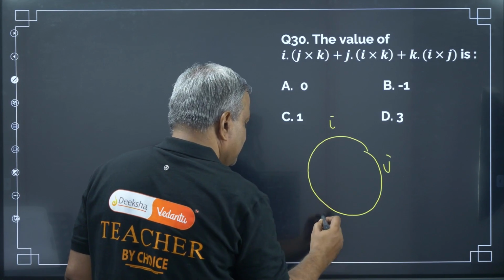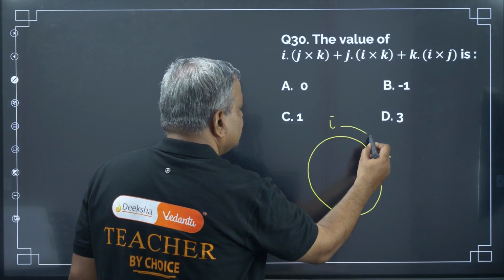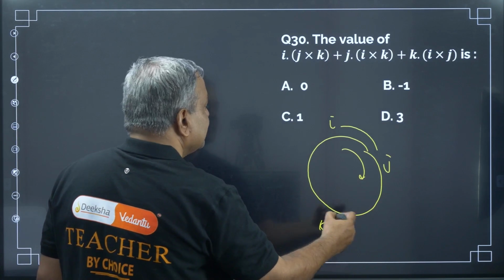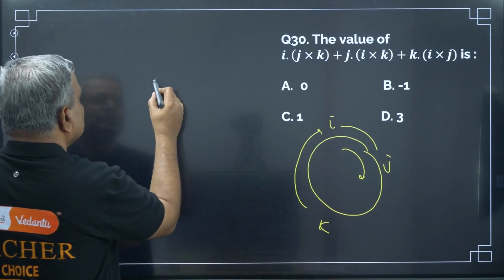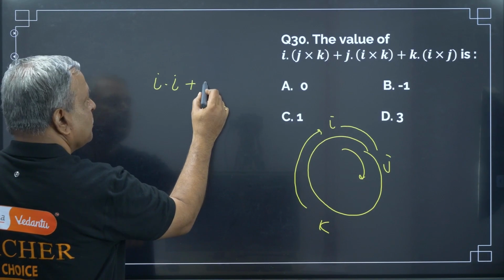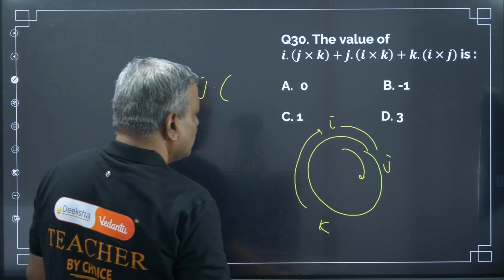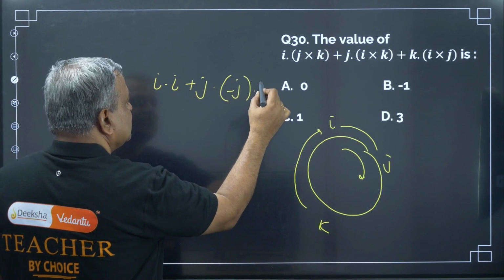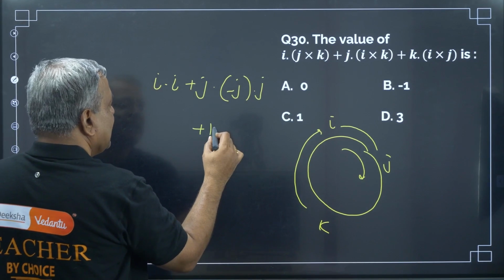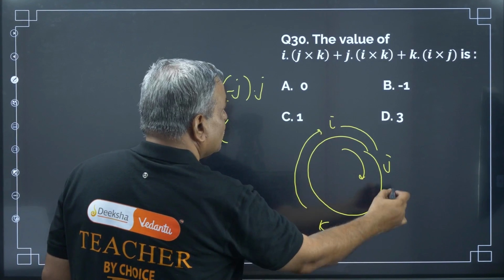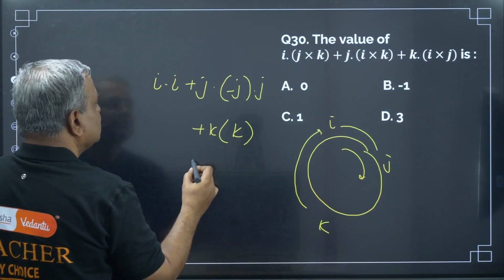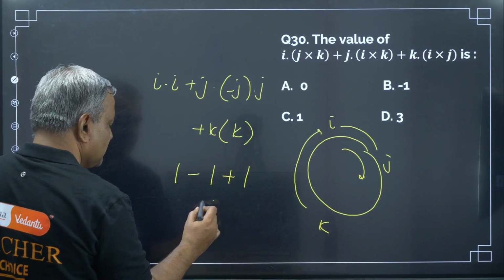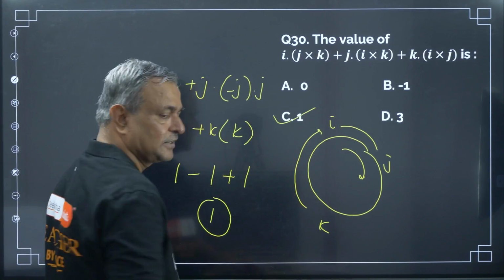i, j, k. i cross j is equal to k, like this. j cross k is equal to i. So this is i dot i plus j dot i cross k reversed, minus j dot j, plus k dot i cross j, which is k. So this will give you 1 minus 1 plus 1. So the answer is 1. Option C is correct.